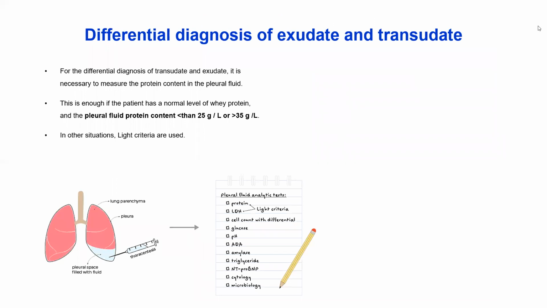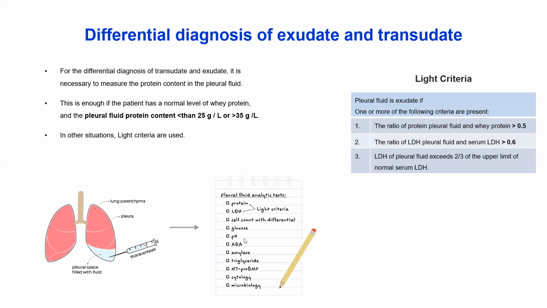Differential diagnosis of exudate and transudate. For differential diagnosis of transudate and exudate, it is necessary to measure the protein content in the pleural fluid. This is enough if the patient has a normal level. By the way, the normal level of protein in the pleural fluid is starting from 25 up to 35 grams per liter.